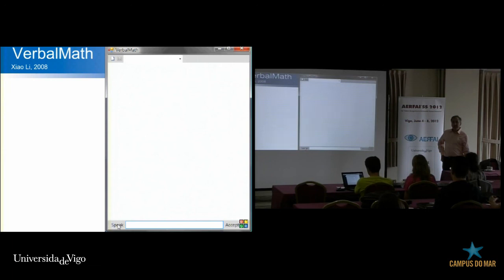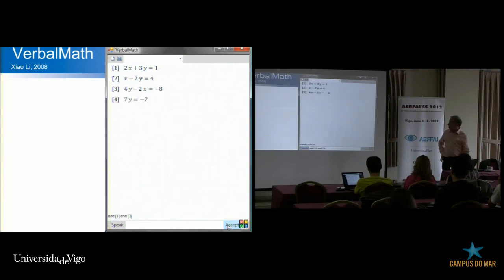X plus 3y equal to 1. He made a mistake, a speech recognition mistake, and she corrected it up there. So it's real. X minus 2y equal to 4. I think she's interested in solving a set of linear equations. Multiply equation 2 by minus 2. Add equation 1 and equation 3. Divide each side of equation 4 by 7.